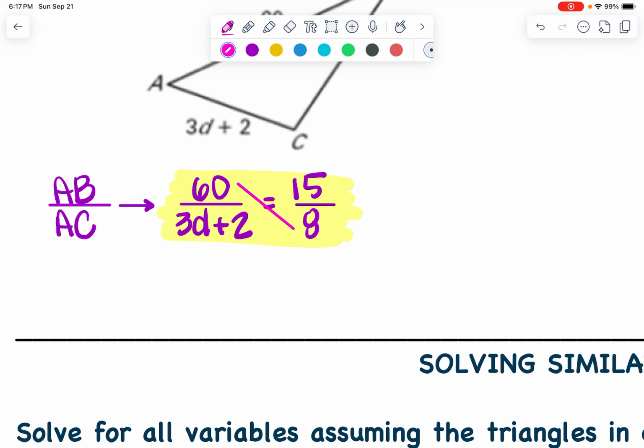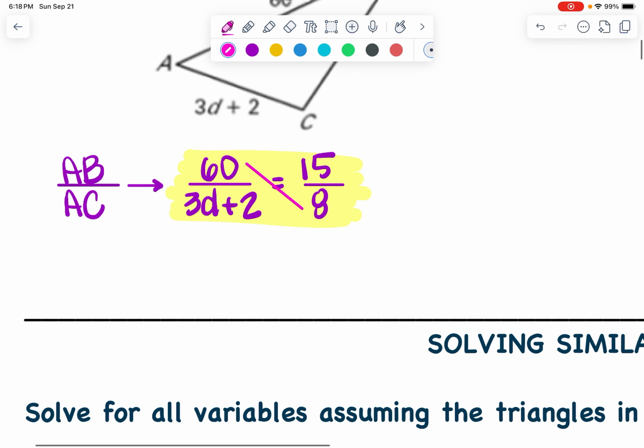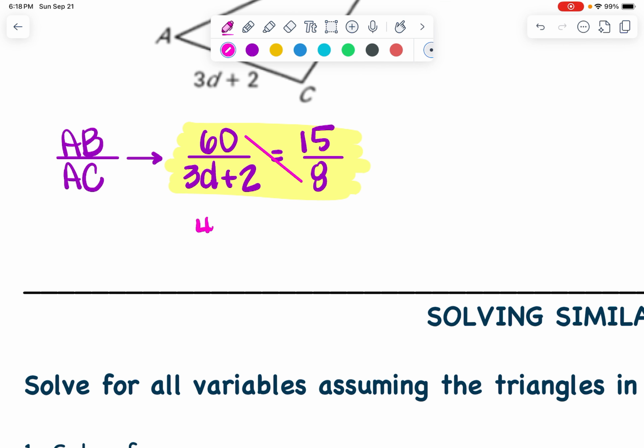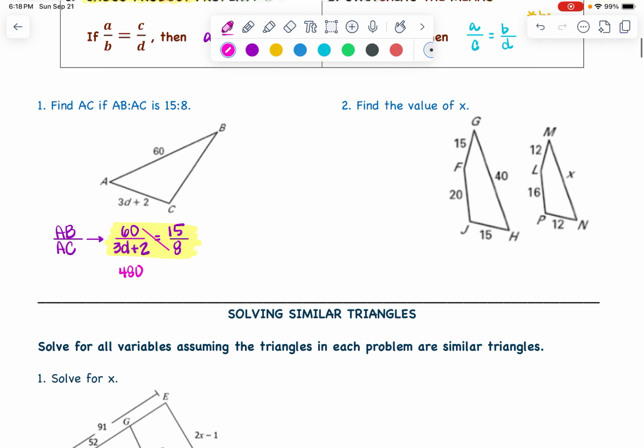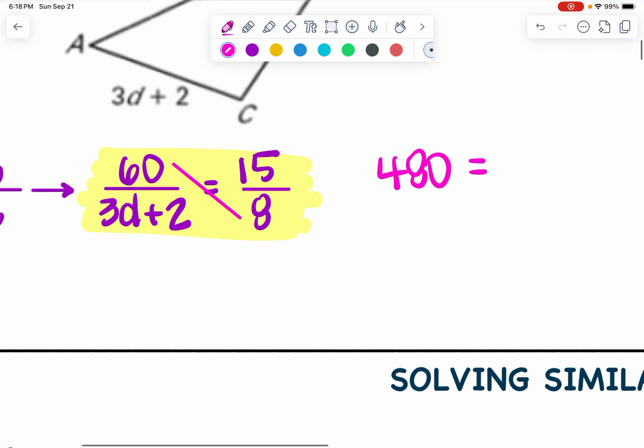I'm just going to cross this way first. So 60 times 8 is going to give me 480. Do I have room to put it over here? Yeah, I'm going to do that. I'm going to go over here if y'all don't mind. So 480 equals, now here's where you need to be really careful. This 3D plus 2 is a binomial.